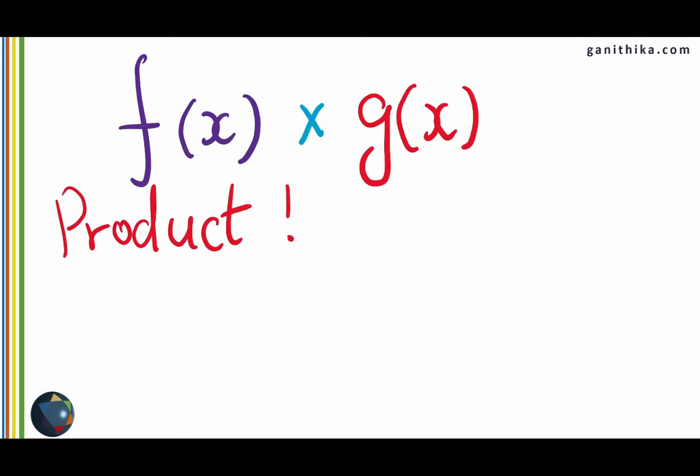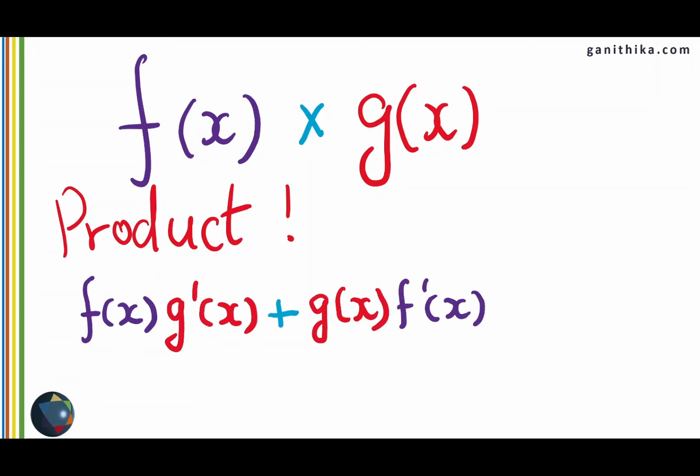accordingly. So let's say f of x multiplied by g of x is there, which means it's a product function, and you are going to use product rule, which is first function multiplied by the derivative of the second function plus second function multiplied by the derivative of the first function, and this is product rule.